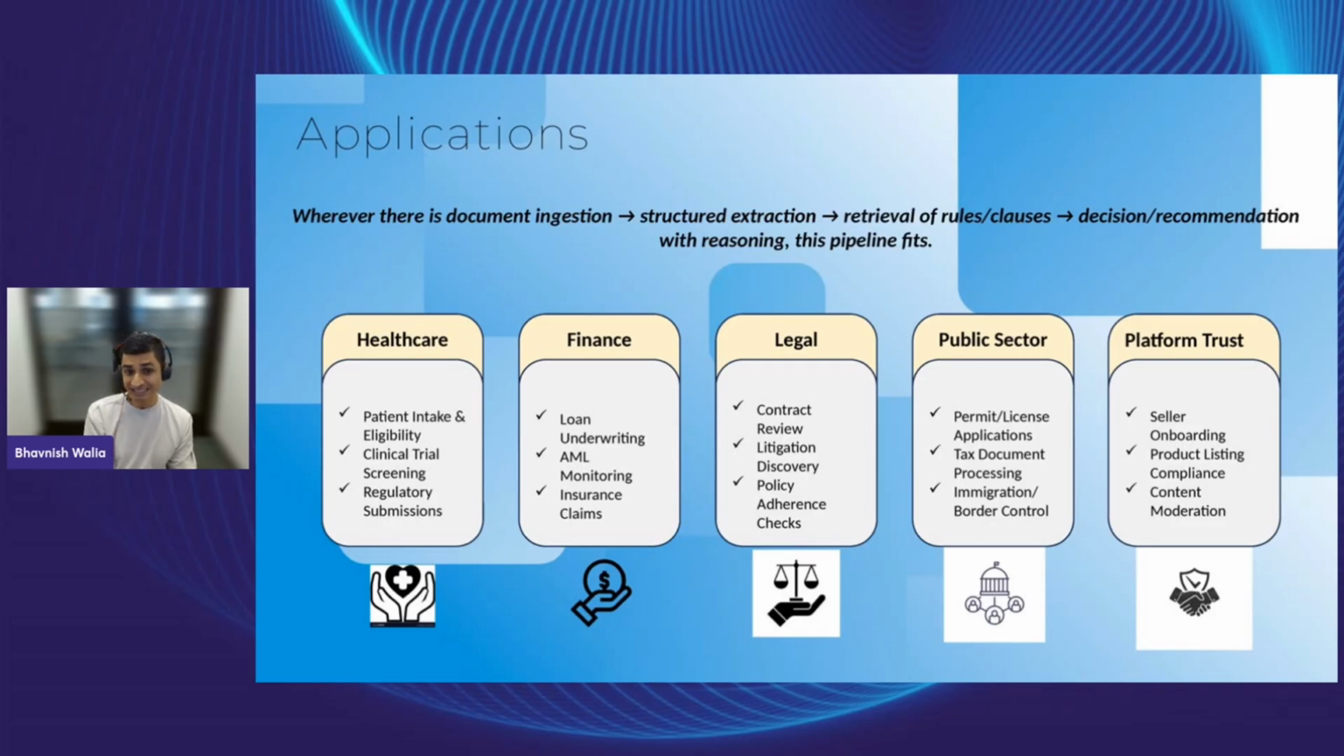The third one is legal. Contract reviews take a long time. There's just a lot of documents that are presented during that time. And one needs to perform litigation discovery. So there's a repository of cases that have happened, and one needs to understand how that case is related to this one. Retrieval-augmented generation is able to pull that information in.